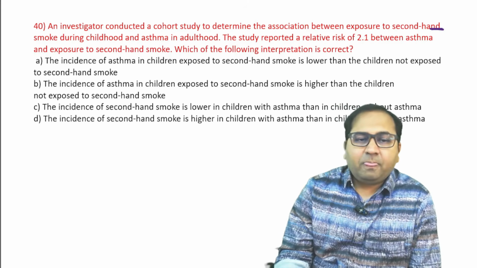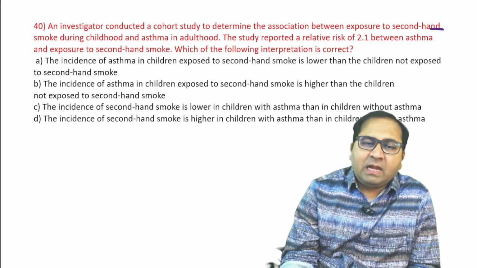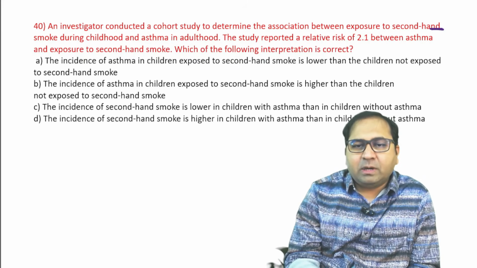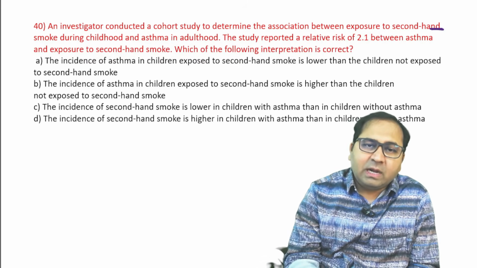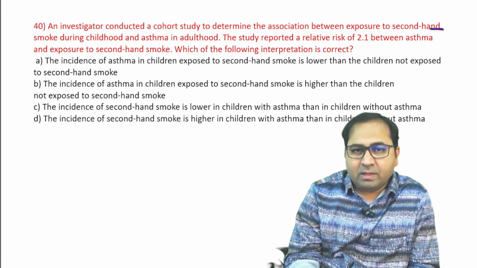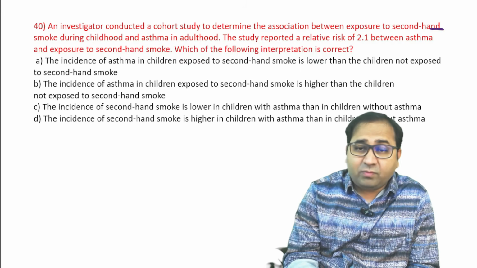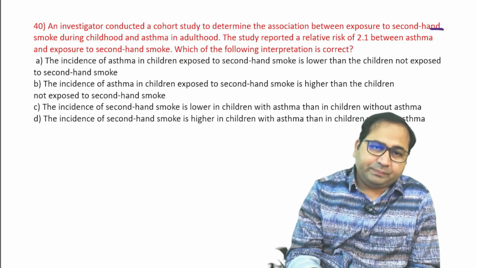Then next question. An investigator conducted a cohort study to determine the association between exposure to second-hand smoke during childhood and asthma in adulthood. The study reported a relative risk of 2.1 between asthma and exposure to second-hand smoke. So which of the following interpretations is correct?